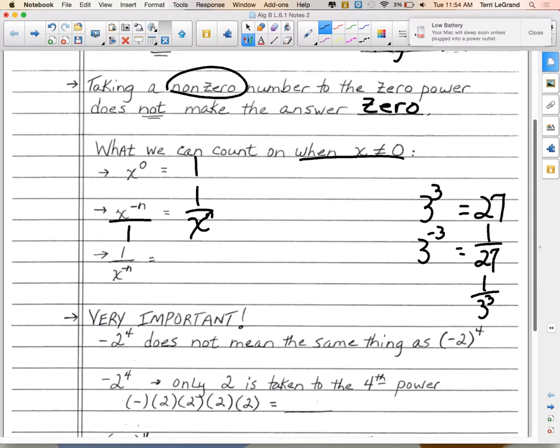It's just going to be x to the n power. It's going to move upstairs, and the 1 would move downstairs. And we know that anything divided by 1 is itself, so it's really just x to the n power.